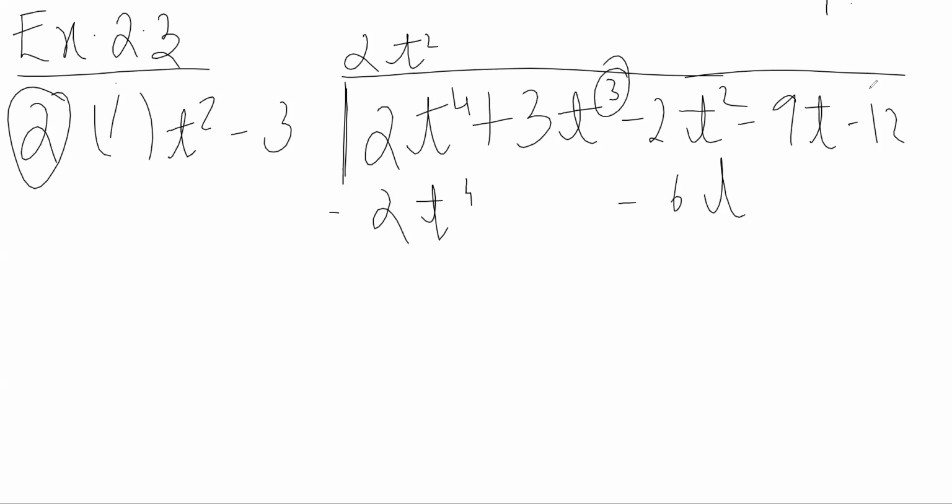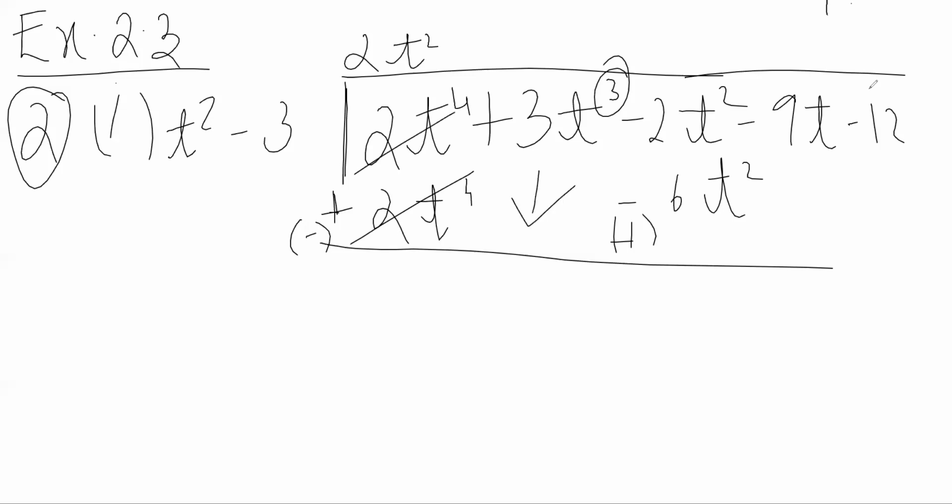Minus 6t square. Okay. Now what you need to do is, it will be plus over here at first. Now change it, you will change it to minus. And it's minus over here, it will change to plus. And these both things will get cancelled. 3t cube will come down. And minus 2t square plus 6t square is plus 4t square. And minus 90 will also come down.